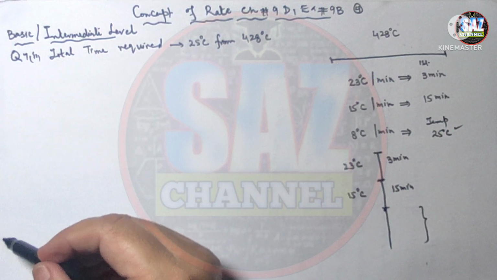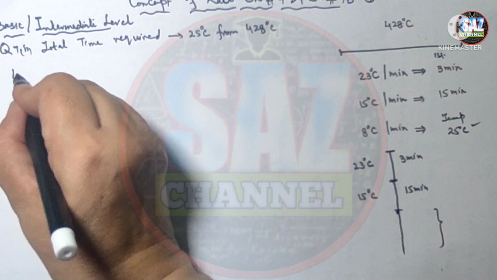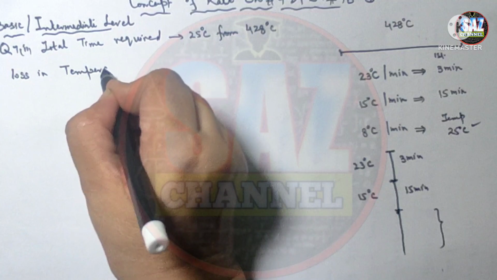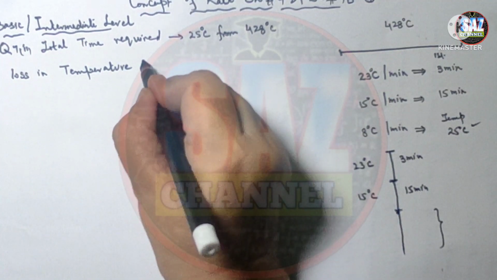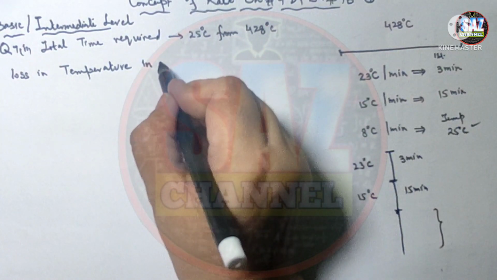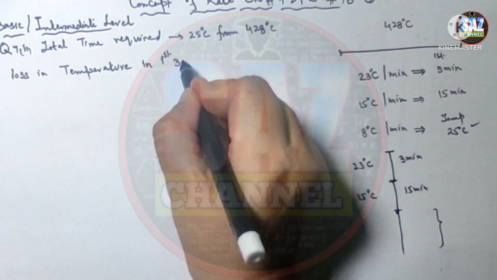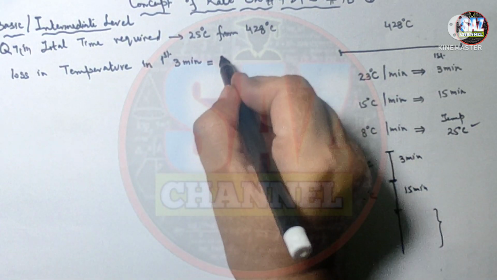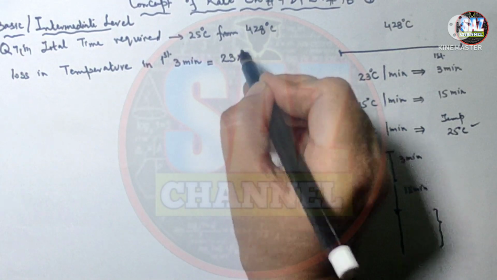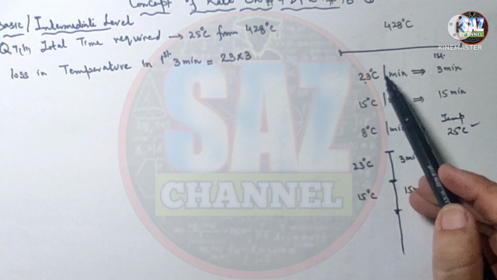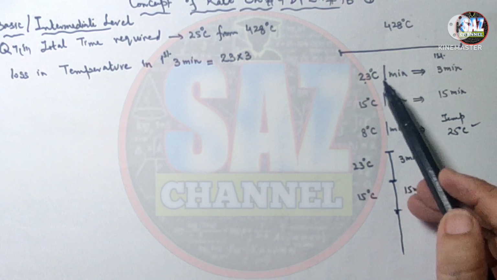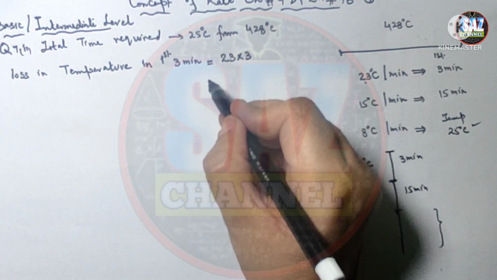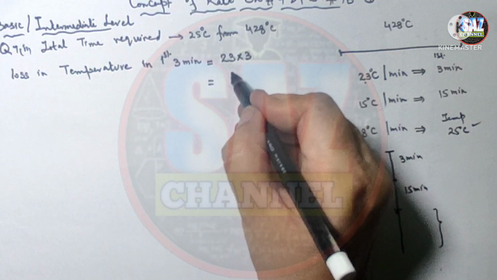So loss in temperature in first 3 minutes will be equal to 23 multiplied by 3. Students, I hope you are really clear, because here it's written 23 degrees centigrade in 1 minute, that in 1 minute 23 degree temperature is going down. So in 3 minutes the loss in the temperature will be 69 degree centigrade.